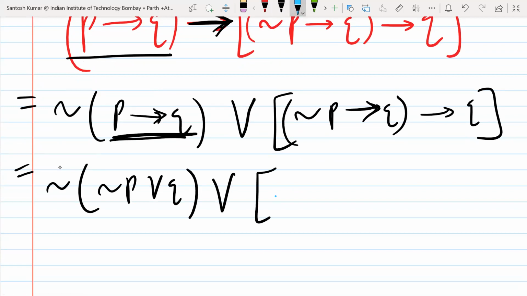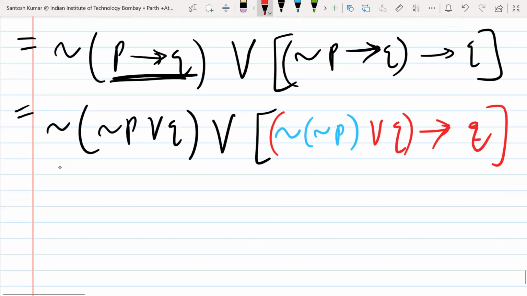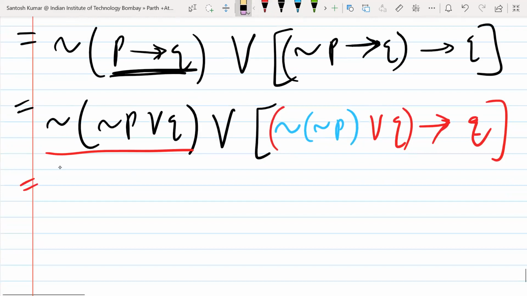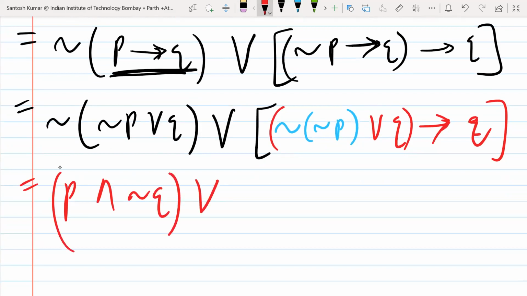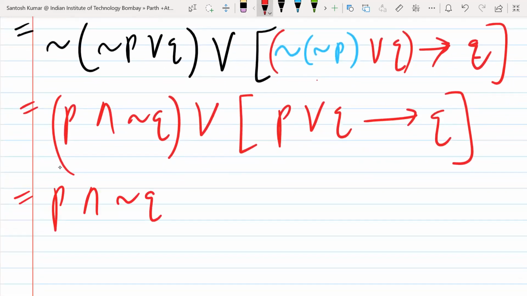So this you can write not P. So P is already not, right? Not of not P or Q, or keep this as it is. We'll open it later on. Now let's simplify. If you open this negation, what will you get? Negation of negation P is P, and the or will become and, not Q. Okay, or you can open this also. So negation of negation P is P or Q, and this implies Q.